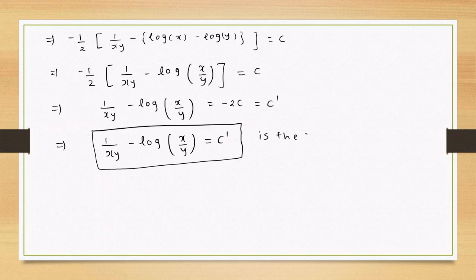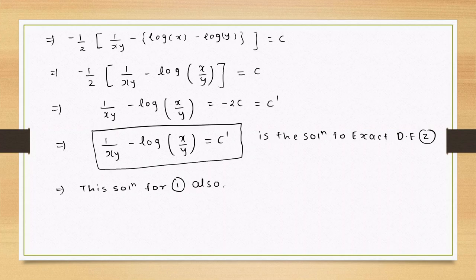is the solution to exact differential equation 2. And we can conclude that this is the solution for equation number 1 also. Right? So we have found that the solution for equation 1 is 1 upon xy minus log of xy is equal to c dash. Right? So this is how we can use the rule number 3 and find the integrating factor to get the solution for the non-exact differential equation.